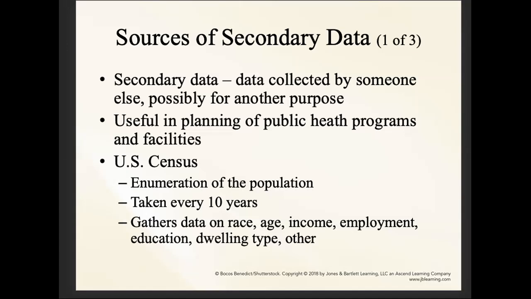specific information. Now, the US Census data is an example of secondary data because it began in 1970 for apportioning representation to the House of Representatives. Obviously, we can now use that data in order to plan, for example, health programs and facilities, understanding how many people live in a given location.